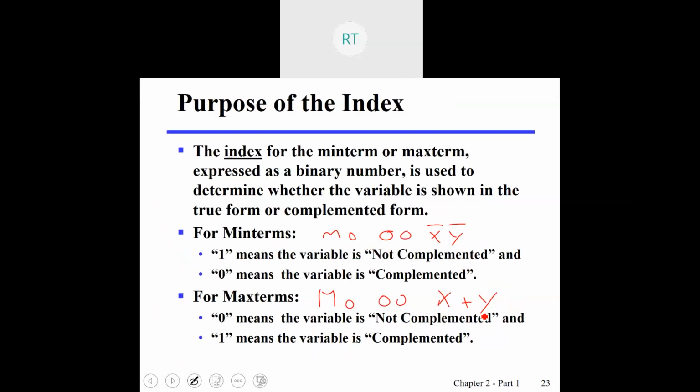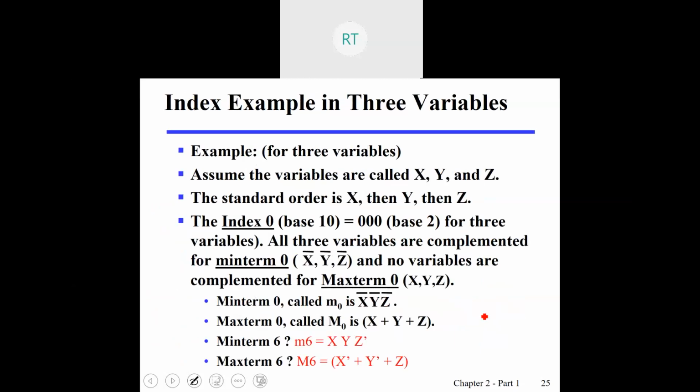Let's say now you have three variables. Having three variables, the order is going to be 2 to the power 3, and 2 to the power 3 is 8 cases. For min term 0, it's going to be 0, 0, 0. So actually, I don't have an x and no y and no z. So this is for the 0, 0, 0.